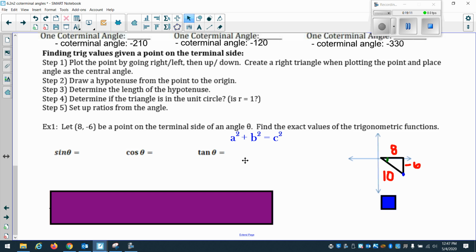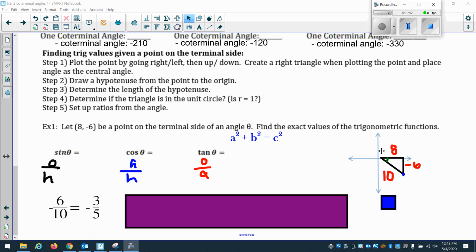So now you set up your trig ratios. Sine is, remember, opposite over hypotenuse. Cosine is adjacent over hypotenuse. Tangent is opposite over adjacent. And again, you want to reduce these at the end.